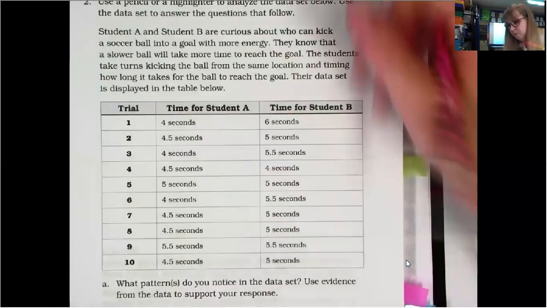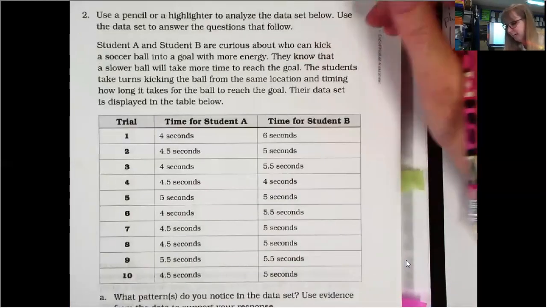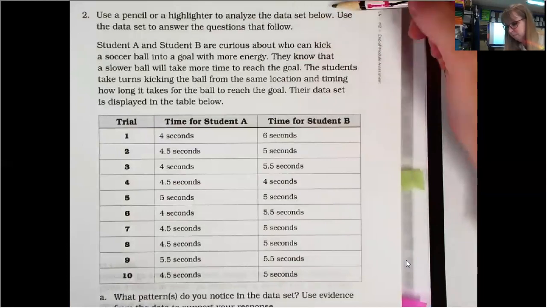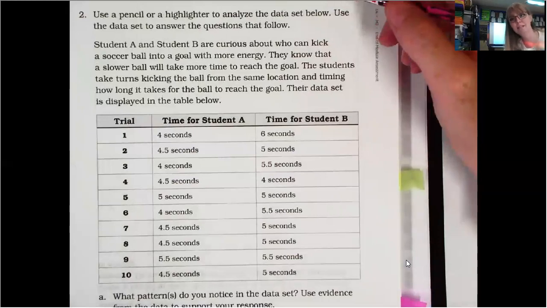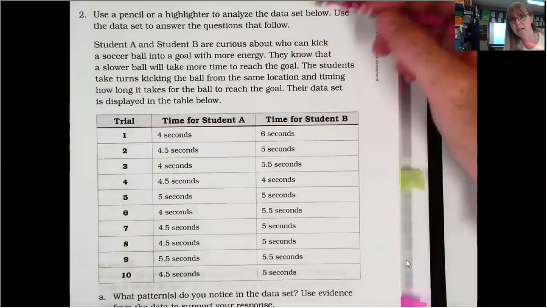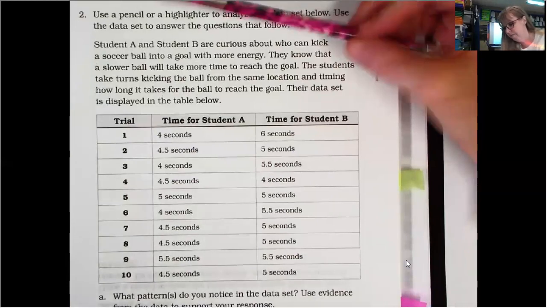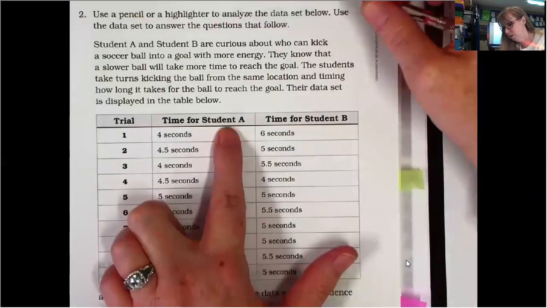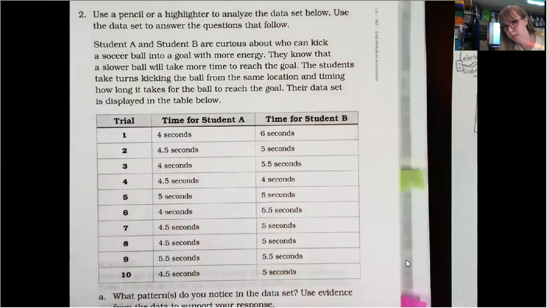Okay. This one says use a pencil or highlighter. You're going to use a pencil to analyze the data set below. Then you're going to answer questions. And it seems like it's not hard, but kind of is. Student A and student B are curious about who can kick a soccer ball into a goal with more energy.